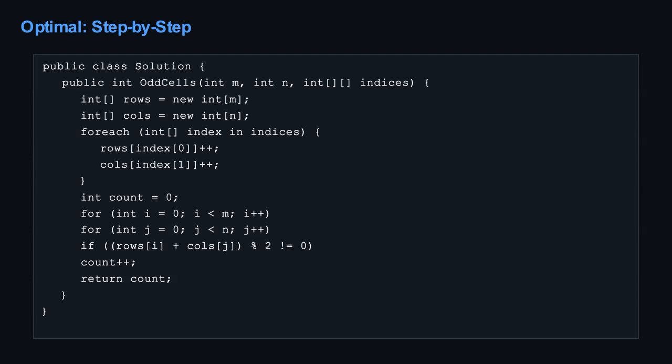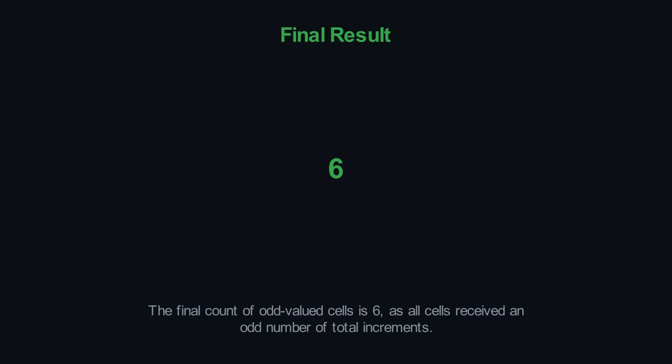1, 0, rows at 1 plus cols at 0 is 1 plus 0, which is 1, odd. Count. 1, 1, rows at 1 plus cols at 1 is 1 plus 2, which is 3, odd. Count. 1, 2, rows at 1 plus cols at 2 is 1 plus 0, which is 1, odd. Count. After checking all cells, we find a total of 6 cells with an odd value. This is correct because every cell in the example receives an odd number of total increments, making all of them odd.